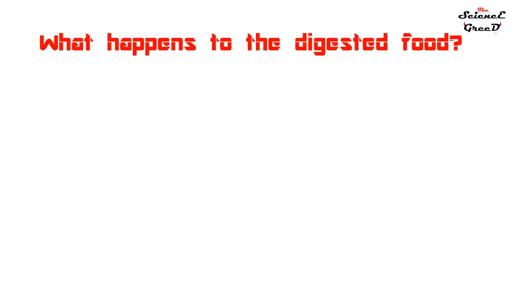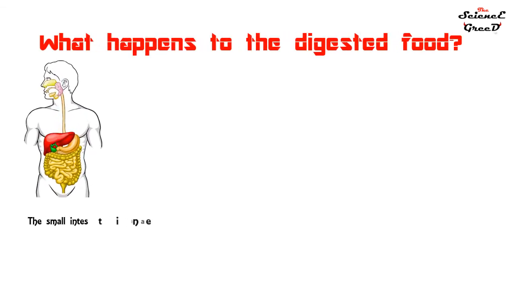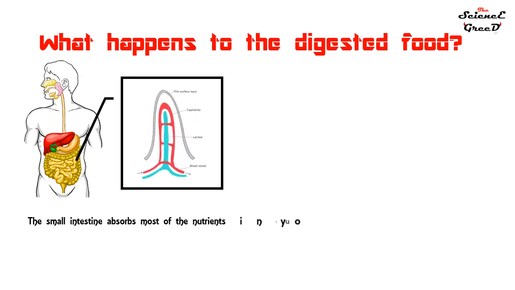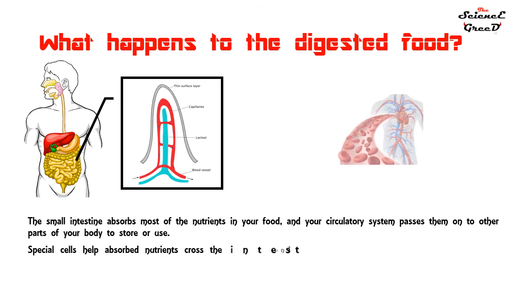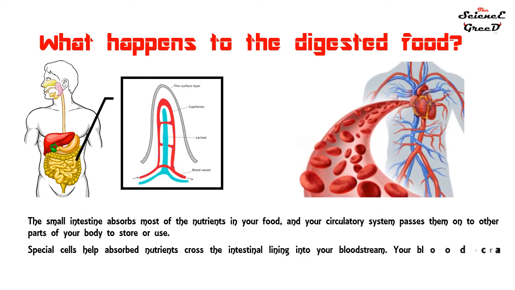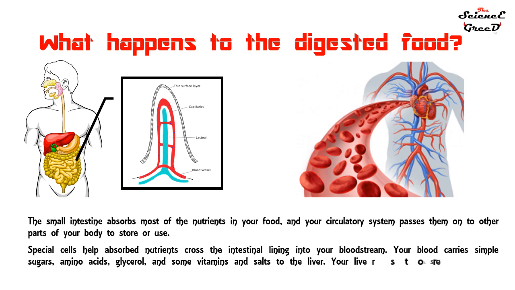What happens to the digested food? The small intestine absorbs most of the nutrients in your food, and your circulatory system passes them on to other parts of your body to store or use. Special cells help absorbed nutrients cross the intestinal lining into your bloodstream. Your blood carries simple sugars, amino acids, glycerol, and some vitamins and salts to the liver. Your liver stores, processes, and delivers nutrients to the rest of your body when needed.